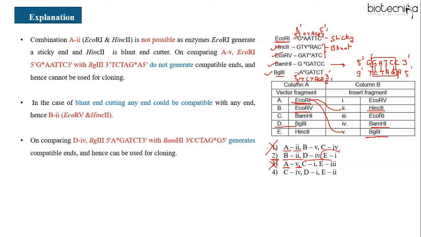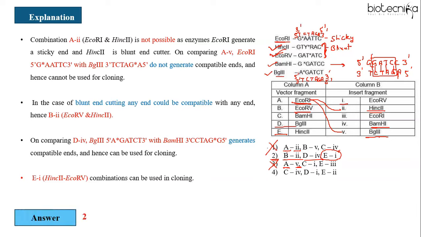And let's confirm E and 1 also. E is HincII and 1 is EcoRV. Again, yes, they can be used as they both generate blunt ends. Hence, the answer is option 2. Isn't it easy? If you know the strategy of solving the question, you can solve it in very little time. So you need to be thorough with the basics, and also you need to learn the strategy of solving the questions in less time.